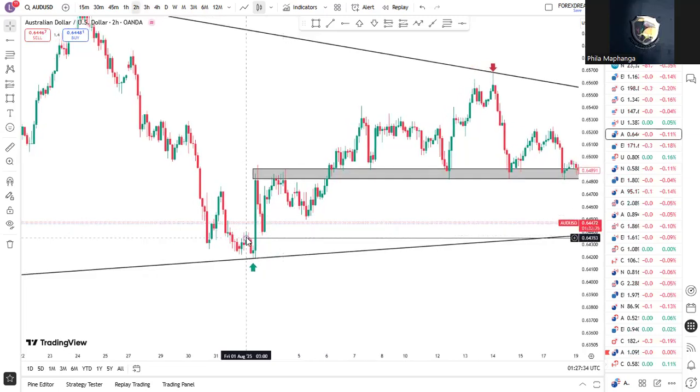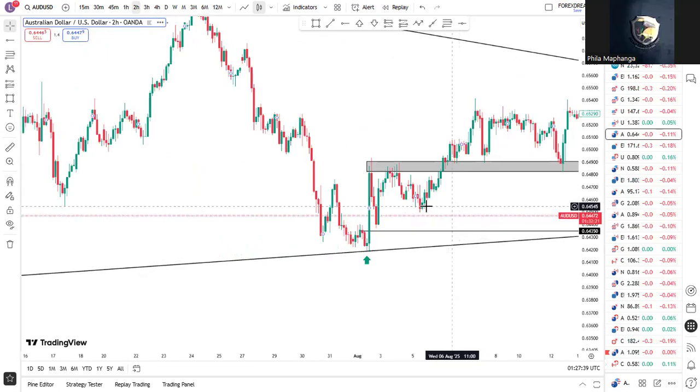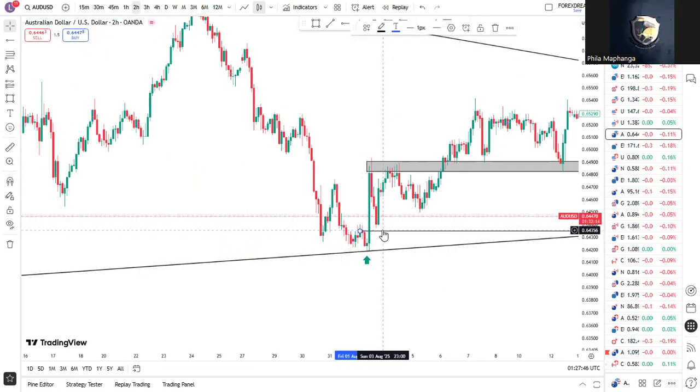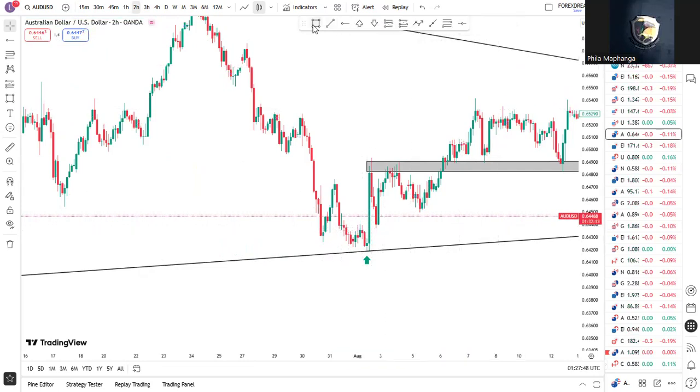On the 2 hour chart, here you had your resistance. This is your 2 hour chart. You had your resistance here on your left hand side. It was broken. Let me remove this one.